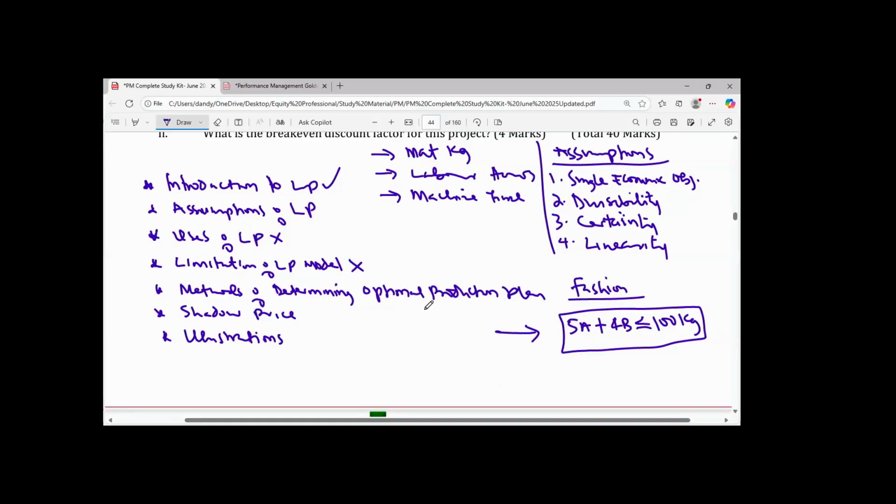Then number 5 is non-negativity constraints. This states that negative output is not permitted and that the minimum that can be produced is 0, okay? That is what non-negativity constraint is talking about. You cannot produce negative output, all right? So that is as per that.